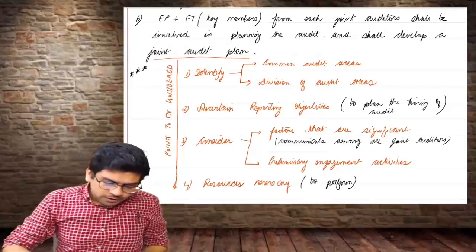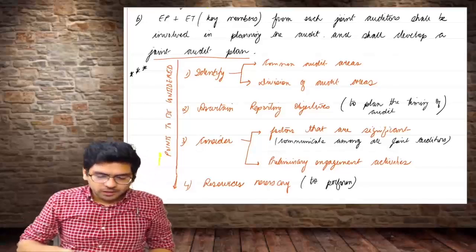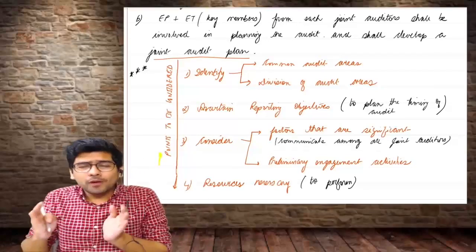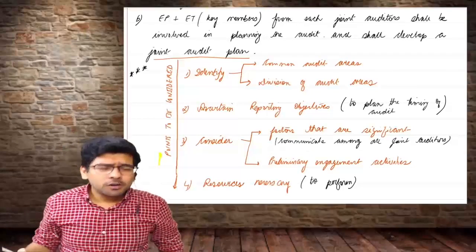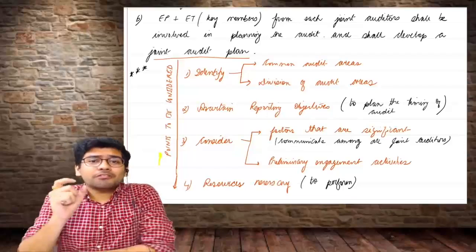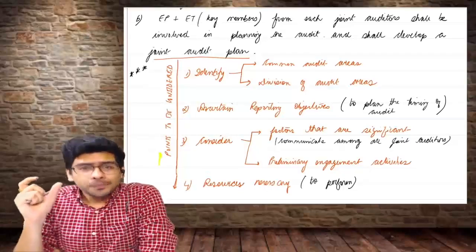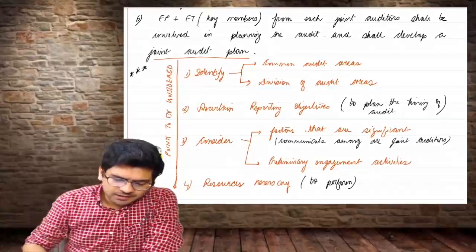So that is why I've written here, points to be considered. This is an important question. While the joint auditors will be developing a joint audit plan, what are the points that need to be considered? Very simple again, but let's see.